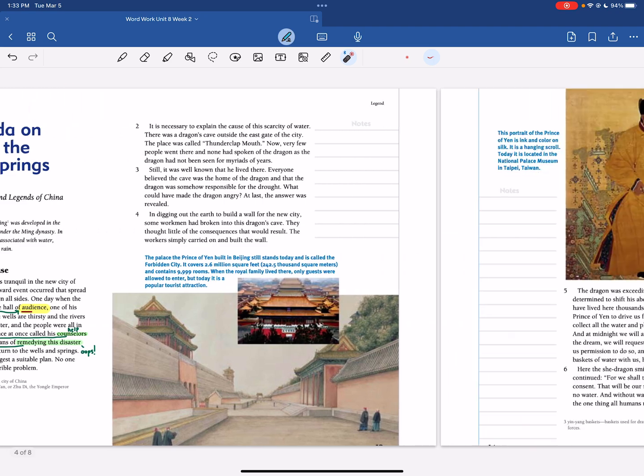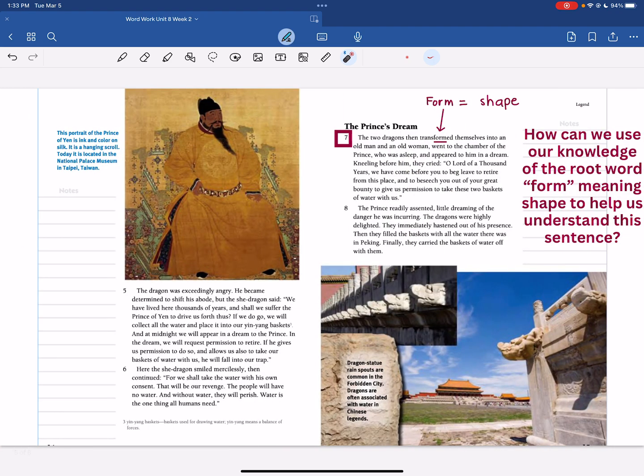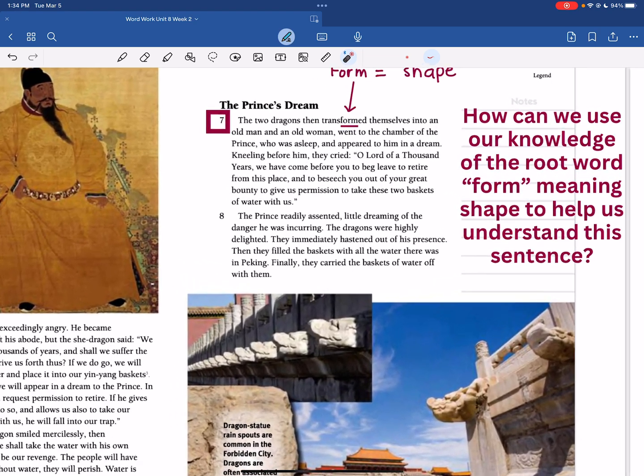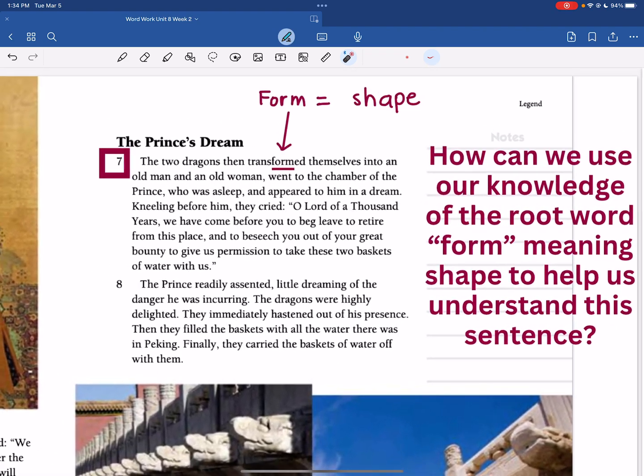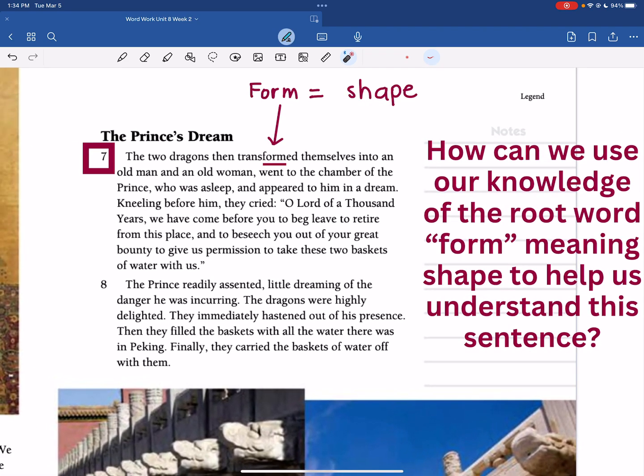We're going to continue. Now, on this page, I saw another example in paragraph 7. So I'm going to zoom in just to paragraph 7. I'm not going to reread this entire story because we've all had it read. I'm going to read the first sentence only of paragraph 7. It says, "The two dragons then transformed themselves into an old man and an old woman, went into the chamber of the prince who was asleep, and appeared to him in a dream." So that's the first sentence of paragraph 7.